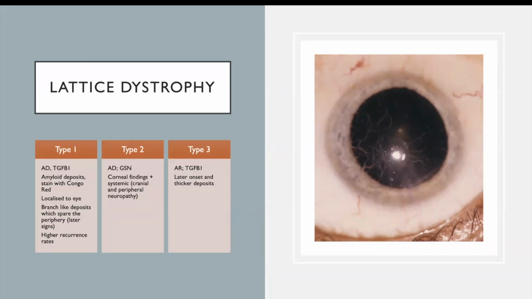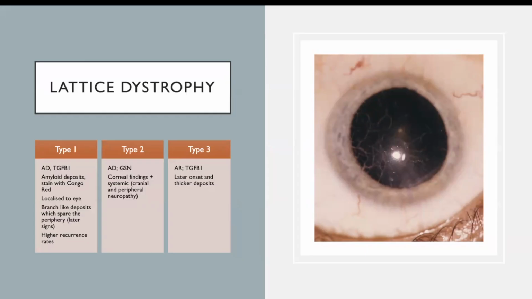This is more when you're looking at both corneal findings and systemic findings. So you may have heard of something like Meretoja syndrome, where you're basically getting the amyloid deposits within the cornea, but you also get them systemically, specifically looking at the CNS and the cranial nerves.